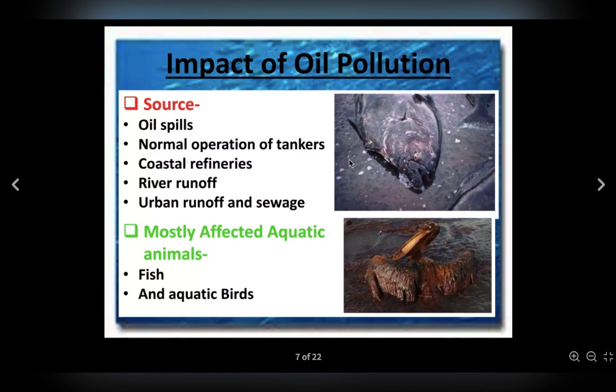Okay, so now we say the sources. One is oil spill. In the oil and gas industry, I don't want to mention their names, so they will not look as if I'm calling them out.